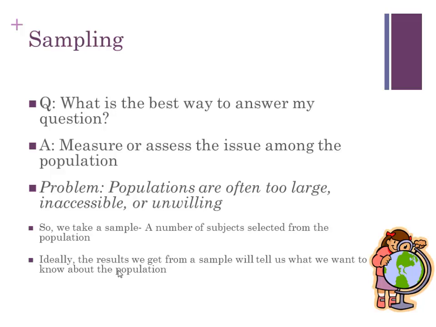Unfortunately, populations are often too large, too inaccessible, or unwilling to participate. So in reality, what we do is we take a sample. We select a number of subjects or participants from the population. And ideally, if everything goes right, the results that we get from the sample will tell us what we want to know about the population. We'll be able to say that the results generalize to the larger population.